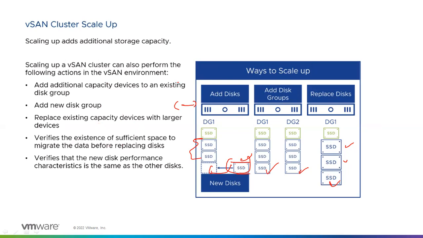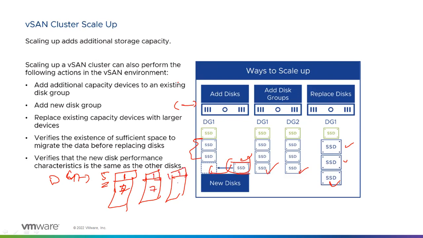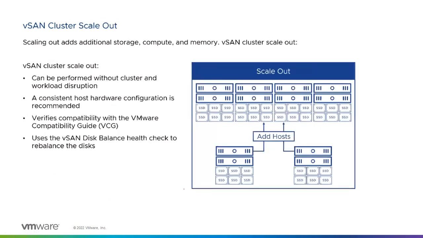Again, how many disk groups per host? 5 disk groups, right? And how many disks can reside in one disk group? Total 8: one cache plus 7 capacity. One cache, 7 capacity, right?